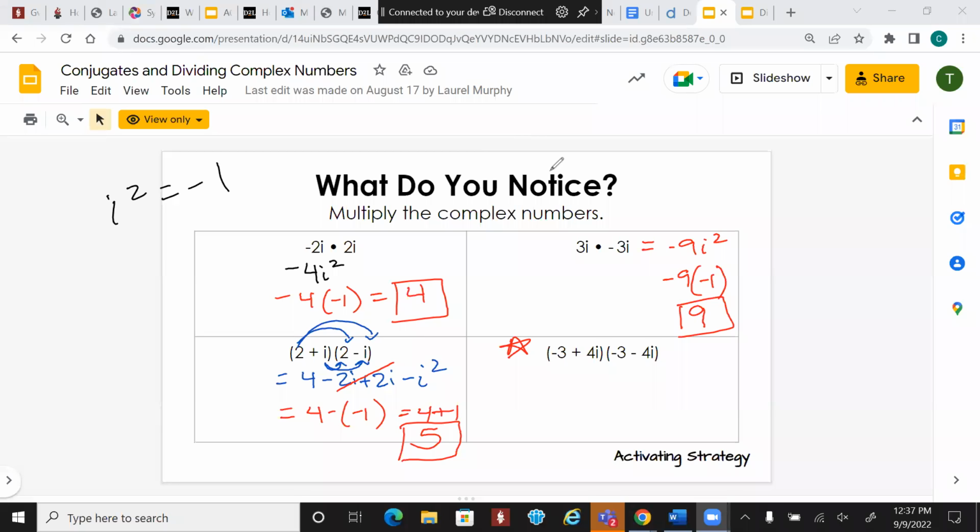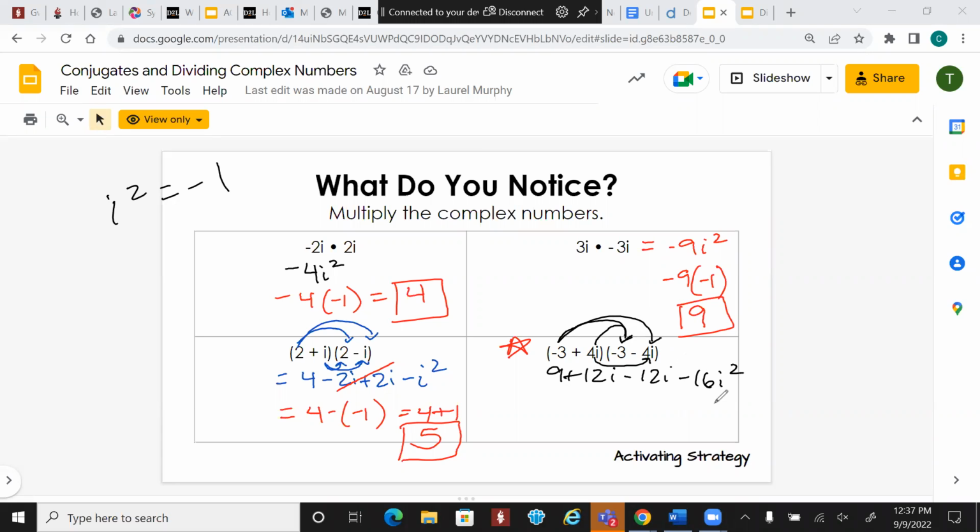All right, so on this one, we're going to take -3 times -3. That's going to give us a +9. -3 times -4 is going to give us a +12I. 4I times -3 is going to give me -12I. And 4I times -4I is going to give me a -16I squared.